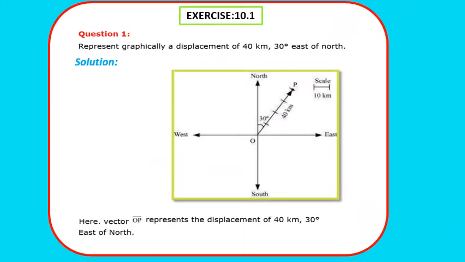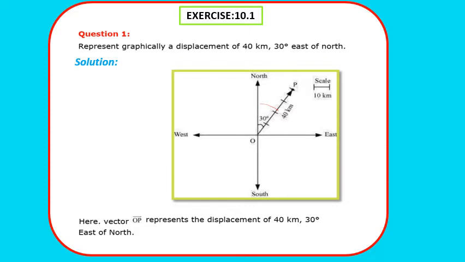So let's start exercise 10.1. The first question is, represent graphically a displacement of 40 km 30 degree east of north. So here we have the directions north, south, east and west. We have to go 40 km 30 degree east of north. So this is our north and we have moved 30 degree towards the east.